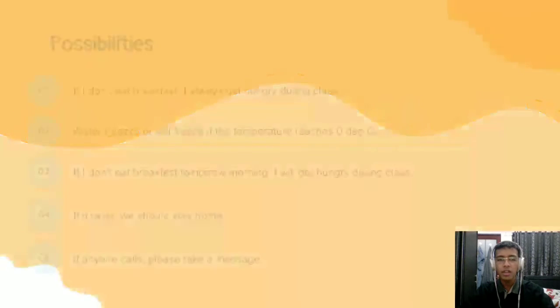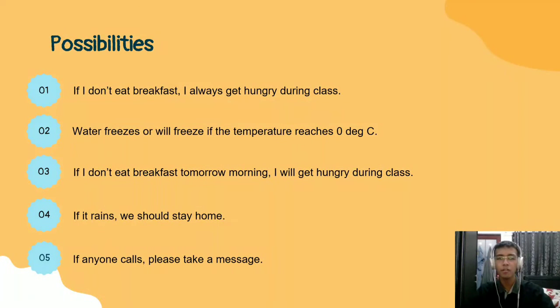Here are the examples of the five possibilities. The first one we have, if I don't eat breakfast, I will get hungry during the class. The second one is water freezes or will freeze if the temperature reaches 0 degrees Celsius. The third one is if I don't eat breakfast tomorrow morning, I will get hungry during the class. The fourth one is if it rains, we should stay home. And the fifth one is if anyone calls, please take a message.